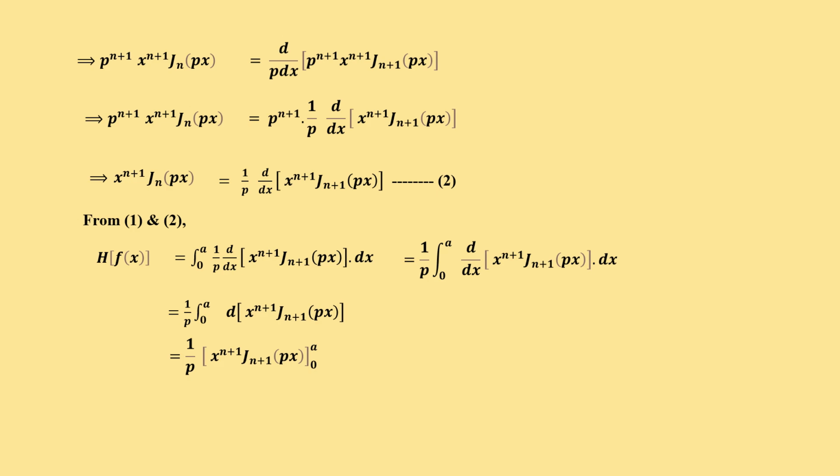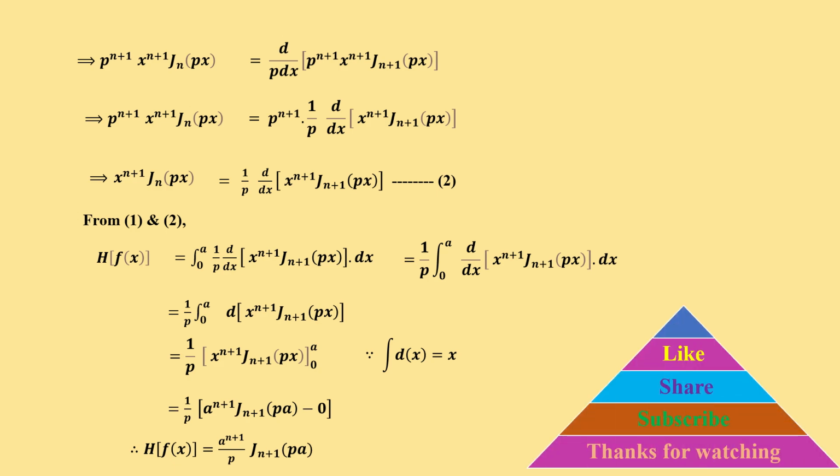With lower limit 0 and upper limit a, because we know the integral of dx is equal to x. So 1/p times, applying the upper limit, a^(n+1) J_(n+1)(pa), and similarly replacing x by the lower limit 0, we get 0 times something, which is 0, minus 0. So H[f(x)], the Hankel transform of f(x), is equal to a^(n+1)/p times J_(n+1)(pa). Right? Thanks. We'll see you in the next video.